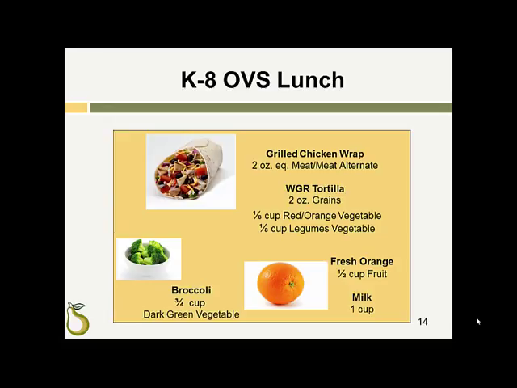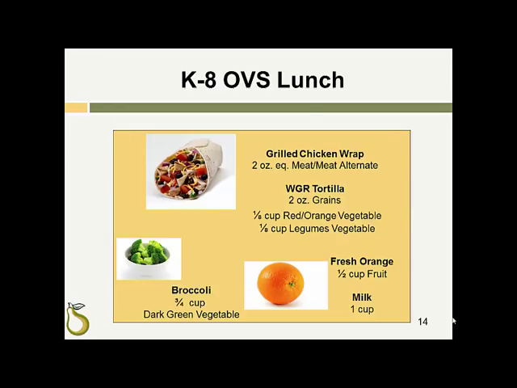The student was offered grilled chicken wrap that has 2-ounce equivalent meat alternate, 1/8 cup red orange vegetable, and 1/8 cup legume vegetable, and a whole grain rich tortilla that equals 2-ounce equivalent of grains. The student was also offered 3/4 cup of broccoli, dark green vegetable, fresh orange that is half cup fruit, and 1 cup of non-fat fluid milk.